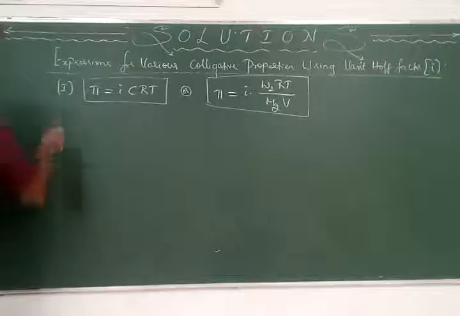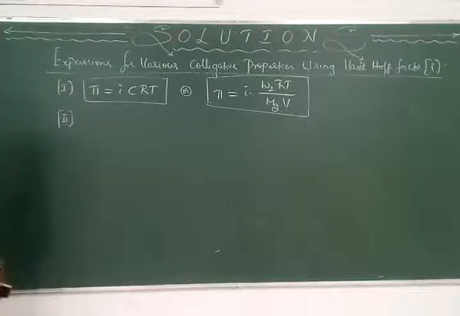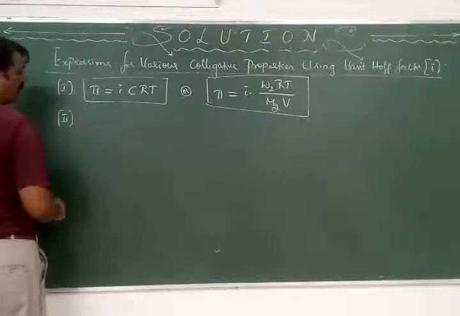Okay. So let us have the second one. This is the concept of osmotic pressure. Pi is equal to nRT. Then we have the lowering of vapor pressure. Let's have the first one.